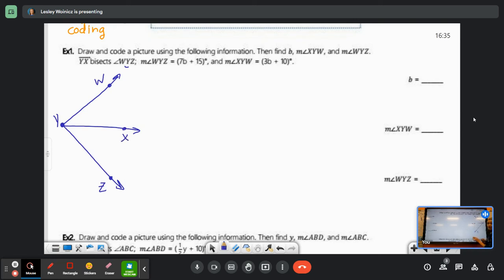Okay, now if it's bisecting, I know that these angles are congruent. So I'm going to mark them with the same number of arcs. So I drew the picture with all the labeled information, and then I did the coding.